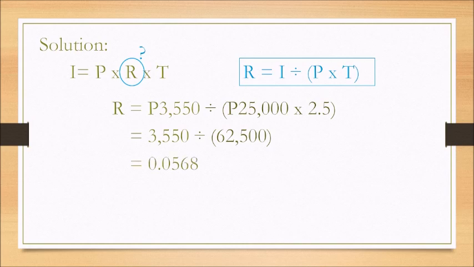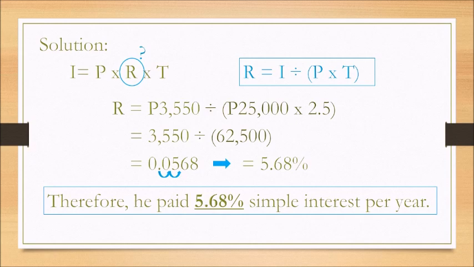So we have 0.0568. Since this is a decimal, we convert this into percent. We move the decimal point to the right twice. So our answer will be 5.68%. Therefore, he paid 5.68% simple interest per year.